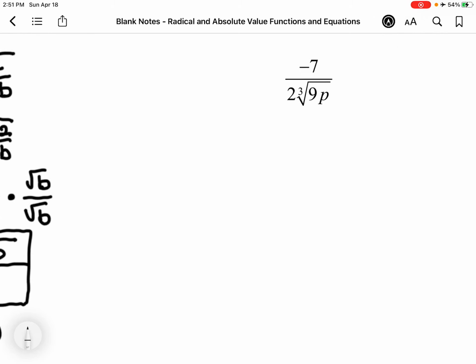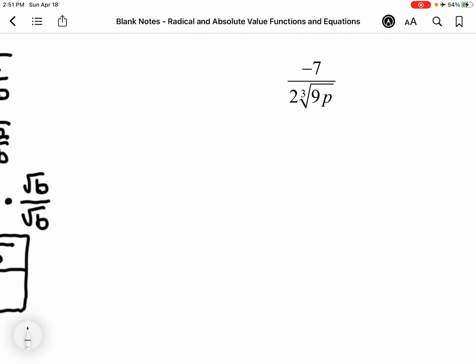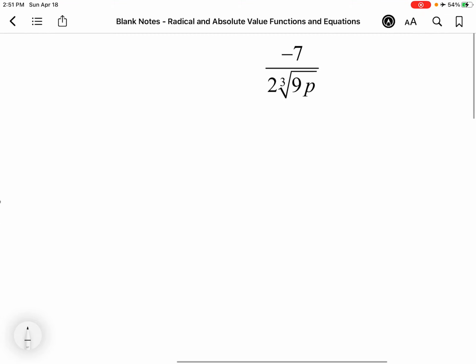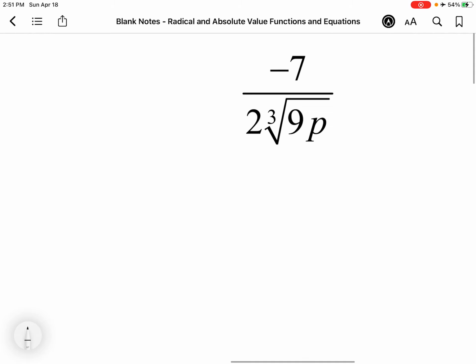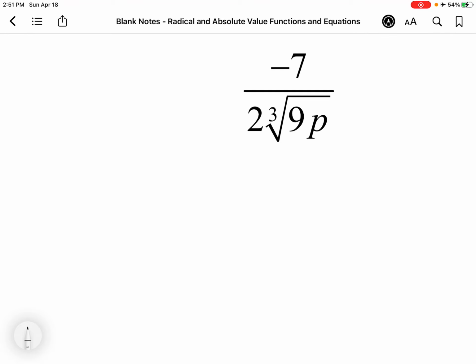Okay, let's look at this guy. Now this one's kind of tricky because we're dealing with cube roots, and we need to rationalize this. Remember, you're asking yourself, what do I need to multiply by itself 3 times to get 9p?